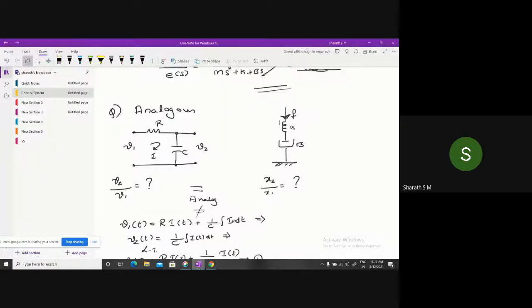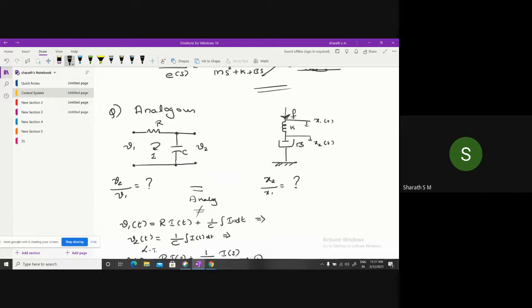Ramya. Yes, sir. How many displacements are there? Two displacements. Where is the first one? Force. Across force we have the first displacement, and then K. At the other end of K we have the second displacement.